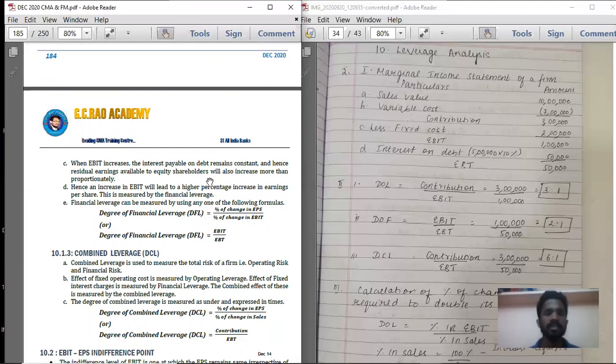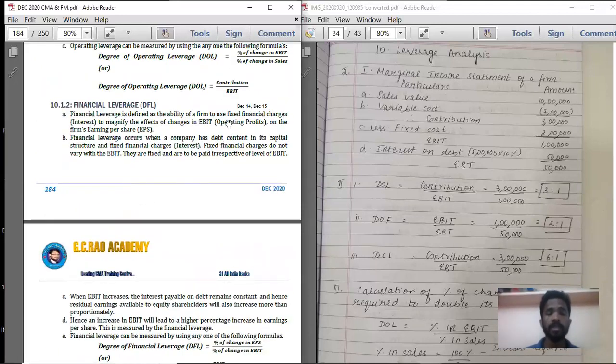Interest coverage ratio and financial leverage, there is not much difference. EBIT divided by EBT. And for degree of operating leverage, it is contribution divided by EBIT. See, simple. In the second problem, you just take it as an example. For calculating degree of operating leverage, you should check the percentage of change in EBIT divided by percentage of change in sales. Or there is one more formula, that is contribution divided by EBIT.